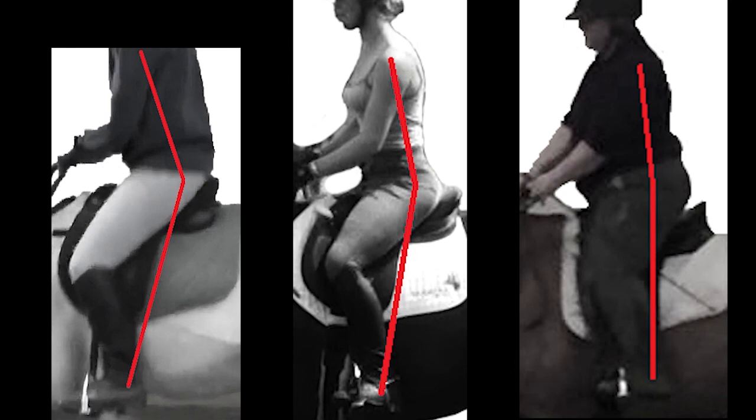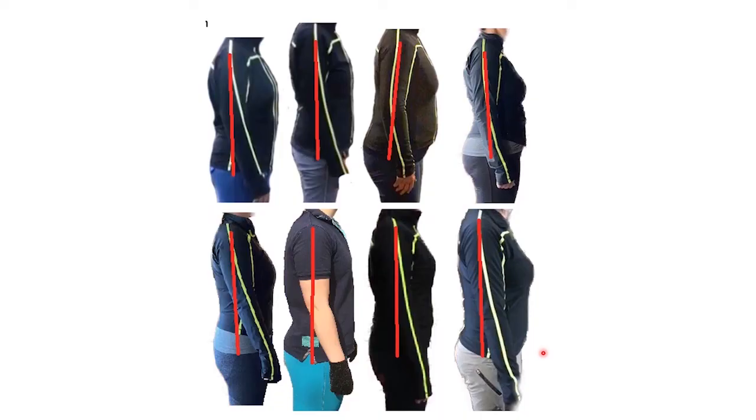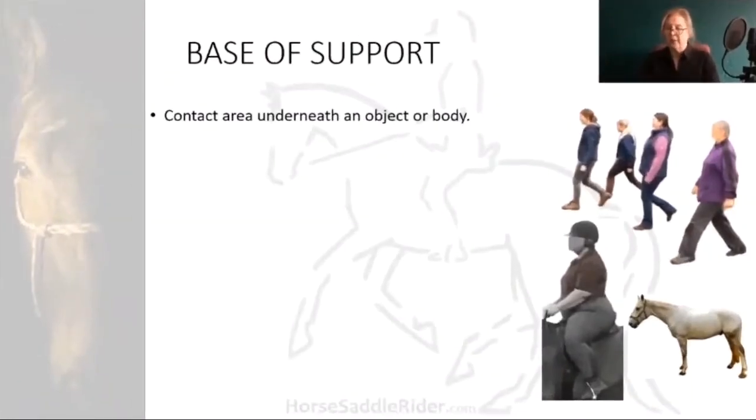These postural misalignments of rib cage and pelvic connection can be exacerbated when the rider takes up an astride seating position in the saddle. And this is where the saddle seat shape will either support an effective posture or exacerbate the loading alignment. The base of support is an important component of remaining upright, and it's the contact area underneath an object or a body, so in other words, the ground. And we're all quite different in how we adopt a base of support according to our experience, our balance, and our proprioception.